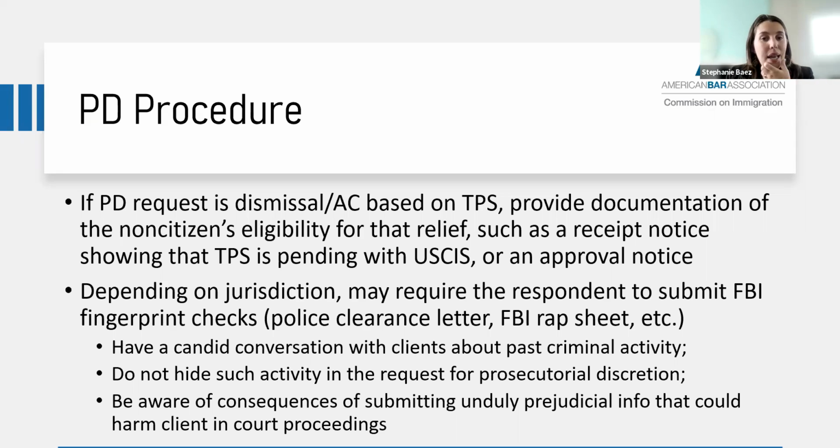But if PD is requested, then you need to provide proof of their receipt or grant of TPS if you've got it. And depending on the jurisdiction, the jurisdiction might require that you submit an FBI fingerprint check. So you really need to have a candid conversation with your client about their past criminal history, if they have any, and determine whether it makes sense to seek PD based on that history, or if it would be better not to, because there are certain things that you wouldn't necessarily want to disclose in a PD request.